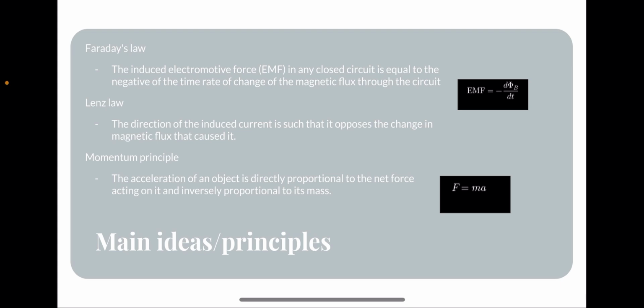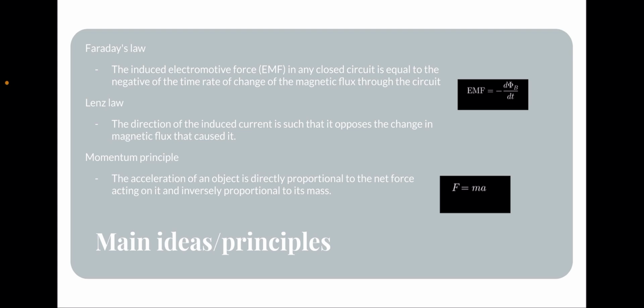Then the main ideas and principles overview. Faraday's law is that the induced electromotive force in any closed circuit is equal to the negative of the time rate of change of the magnetic flux through the circuit. The direction of the induced current is such that it opposes the change in magnetic flux that caused it, which is Lenz's law. So basically it is the same formula as Faraday's law, but with an opposite sign. And then the momentum principle is simply force equals ma.